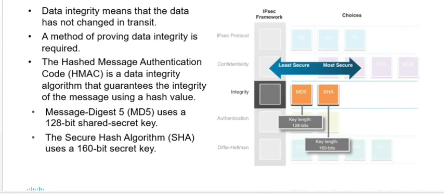Data integrity means that the data has not changed in transit, and so we're going to have some form of hashed message authentication to verify the integrity of the data, that it hasn't changed. MD5 and SHA are the 2 most common that I see that are currently used within VPN technologies.